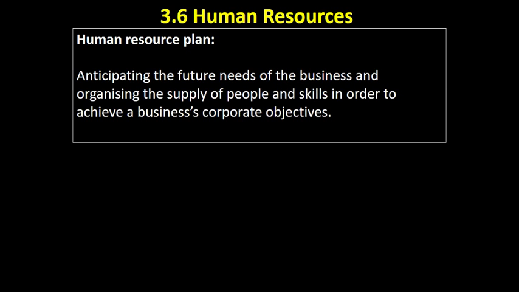And the human resource plan is simply anticipating the future needs of the business and organising the supply of people and skills in order to achieve a business's corporate objectives. In other words, our corporate objective is where we need to be. We do a skills audit, we find out where we are now, where our workforce is, and we think about how we are going to get from where we are now with this workforce, with these skills, to where we achieve our corporate objective. What skills are we going to need to do that? What's our workforce going to look like? And we set a human resource plan to get us from here, where we are now, to there, where we want to be, completing our objectives.